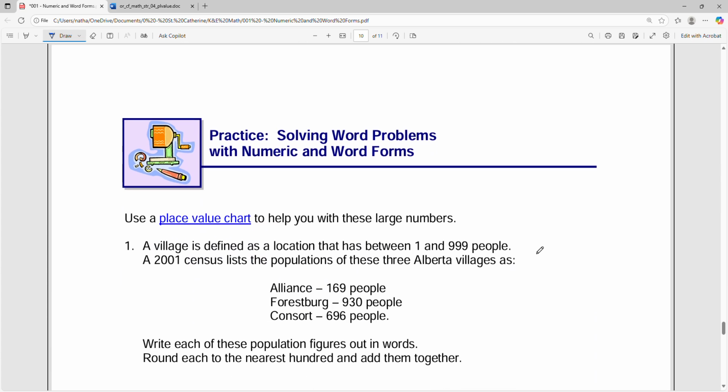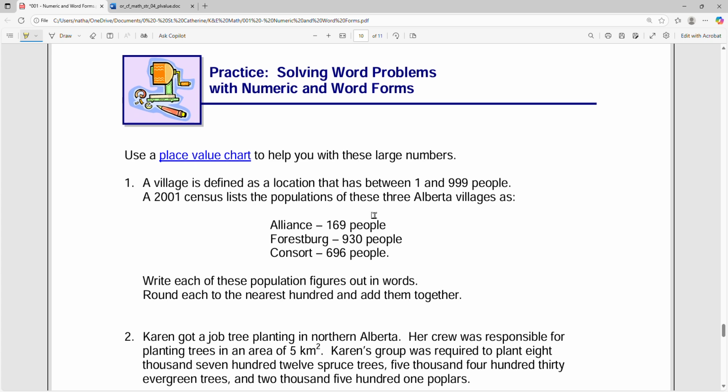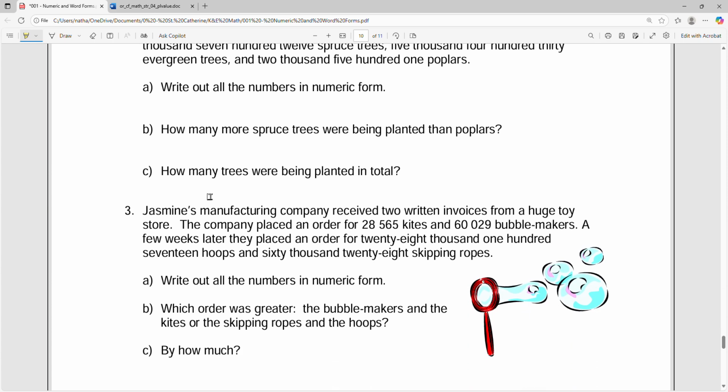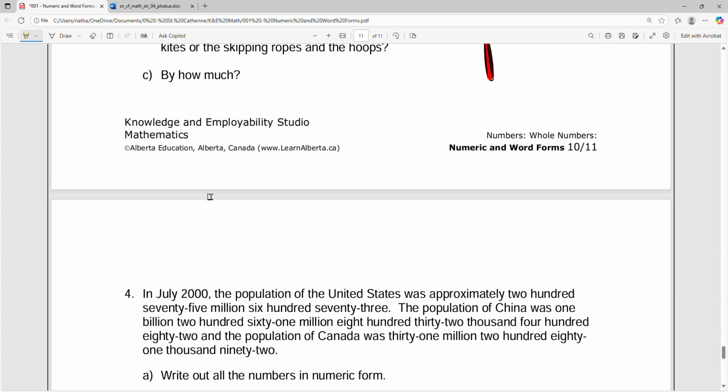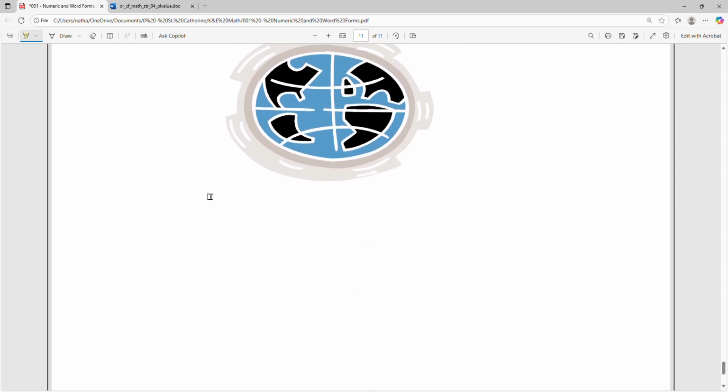And then finally, we have practice solving some word problems with numeric and word forms. So here it says to use a place value chart to help you with these large numbers. If that helps you, then please go ahead and do that. If you don't need to, then that's okay. So I'm not going to go through this too much. If you have questions, please ask your teacher. He or she can help you with this.